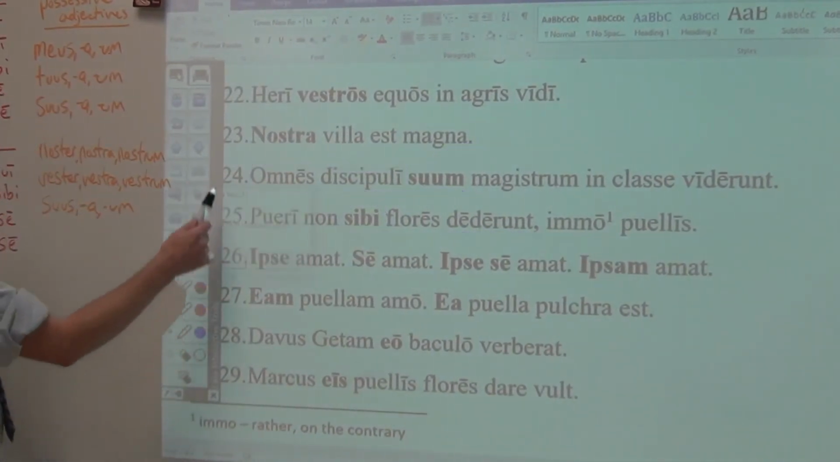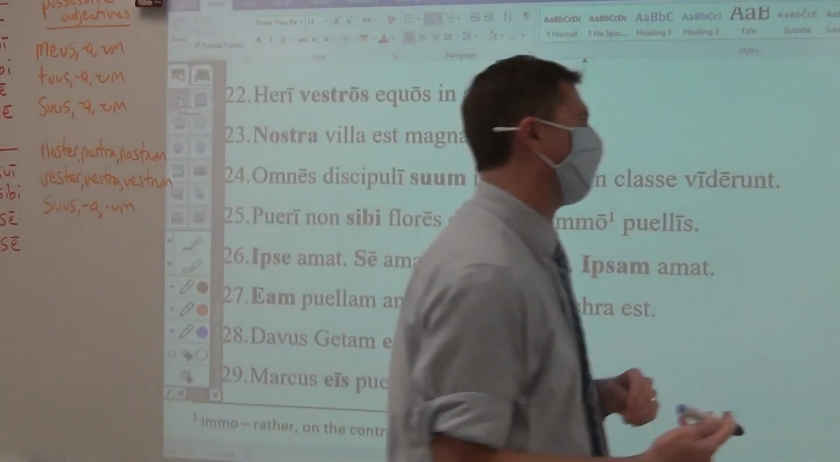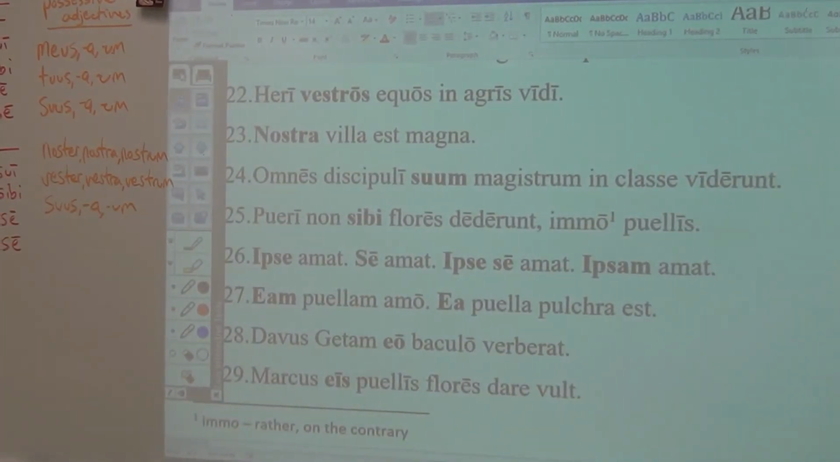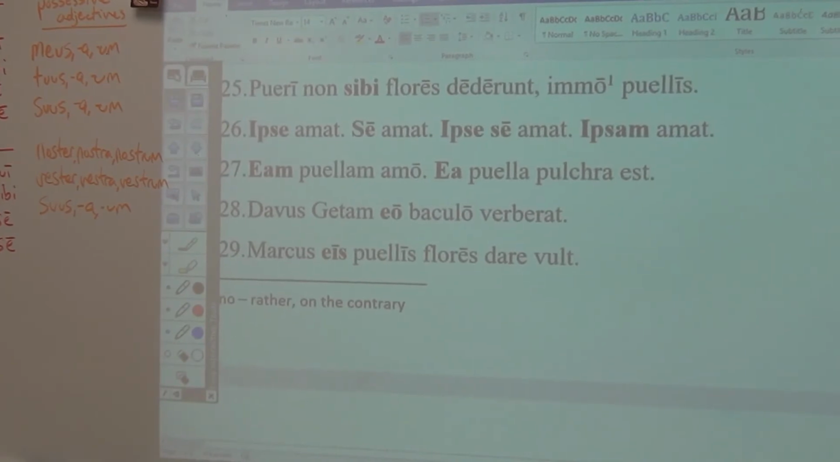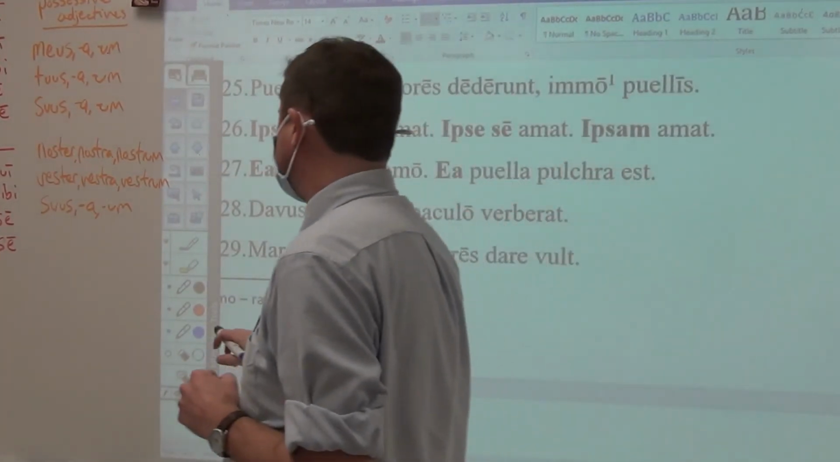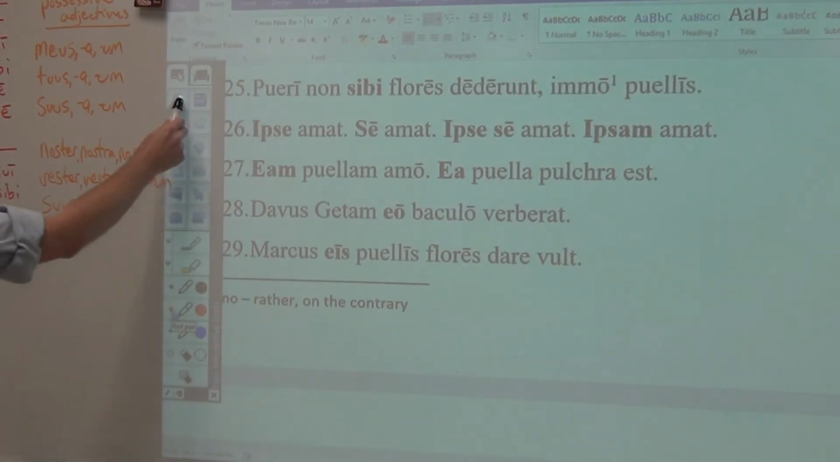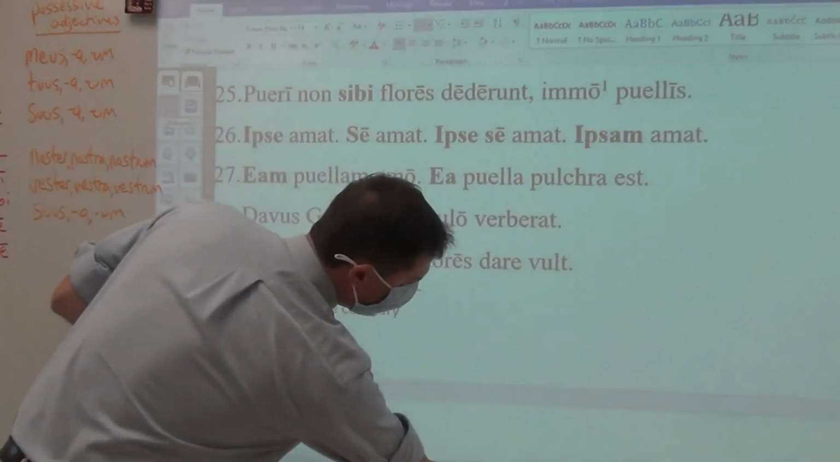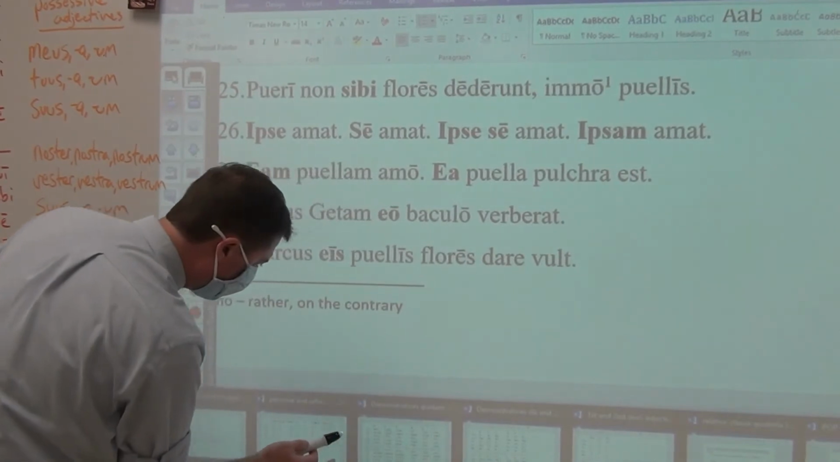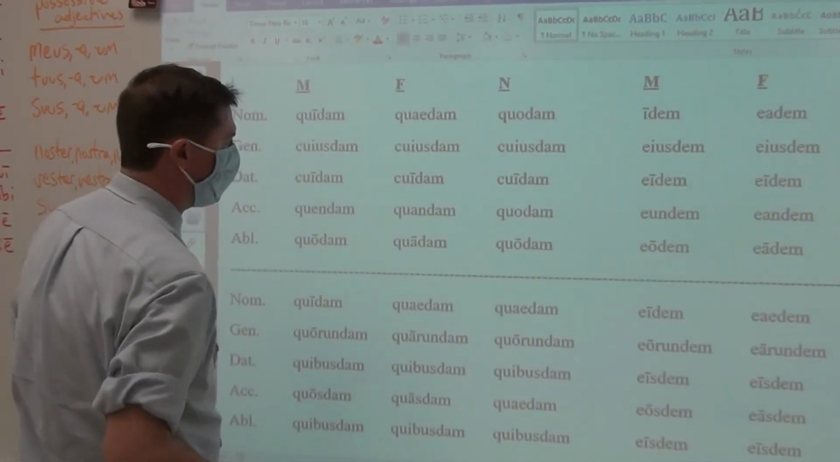Now, 26, 27, 28, and 29 are difficult. So let's make sure we pay close attention to them. Now, in addition to the words that are up here, there is another chart that is similar to ille, illa, illud.